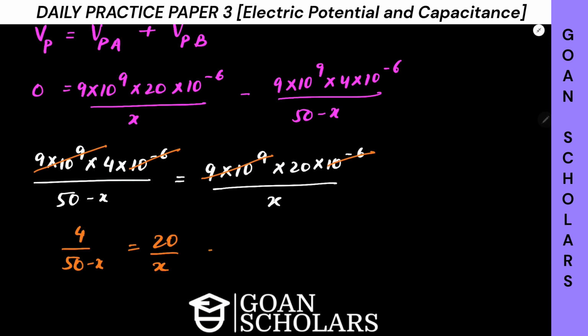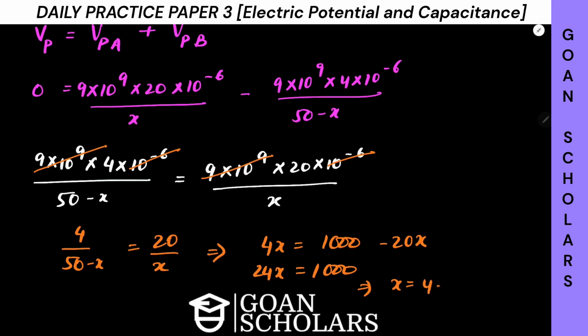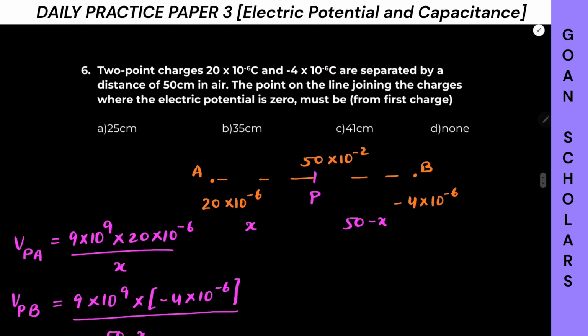Let's cross multiply. So this will give us 4X is equal to 1000, okay, minus 20X, correct? So 5 2s are 10 and 2 zeros, yes. So 1000 minus 20X. Now let's take 20X on the other side. 24X is equal to 1000, correct? So let's divide 1000 by 24. That will give us X is equal to 41.66 nearly. So this is our value at which the potential is 0. Let's see, is there any option 41.66?